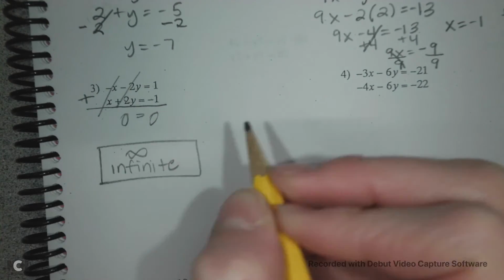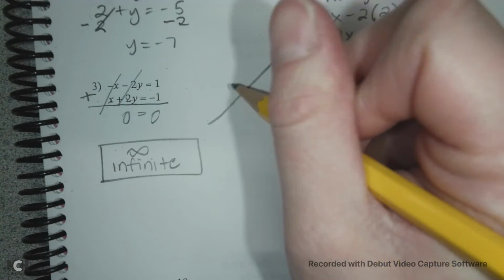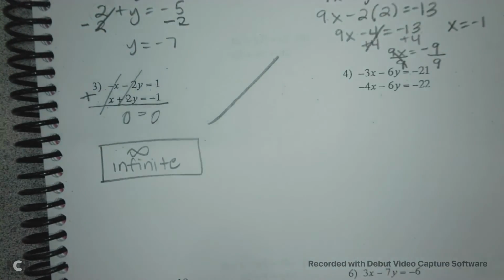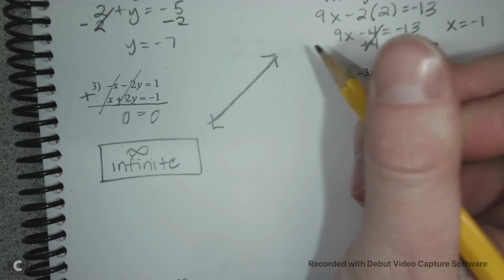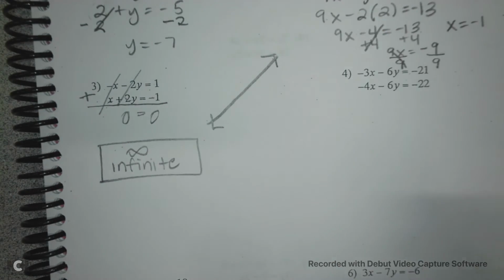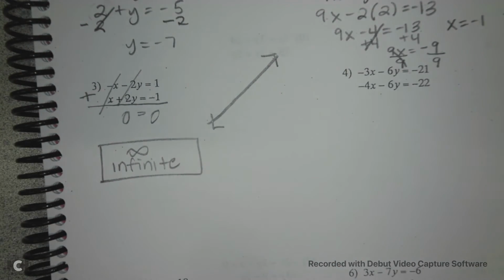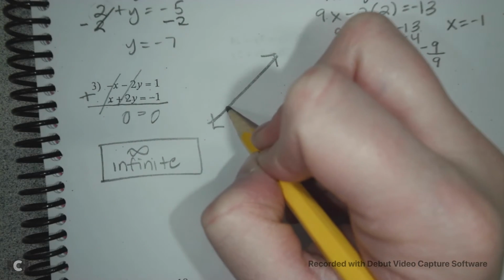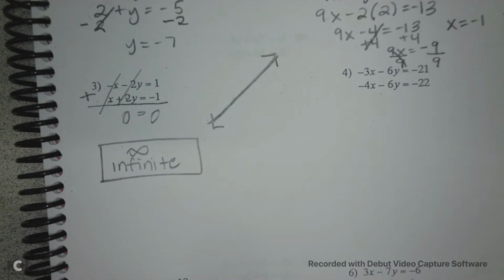Okay, it means that if I draw the top line and I draw the second line, they're going the exact same way. It looks like they're the same line because they touch everywhere. So these are solutions to the system. When the system touches every single spot, it's an infinite solution.